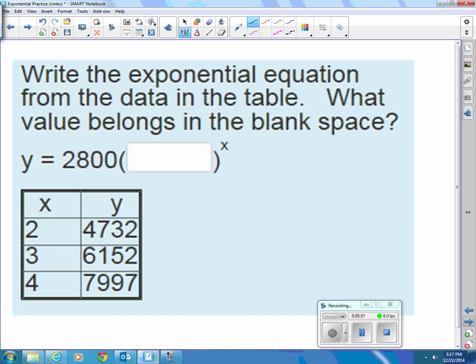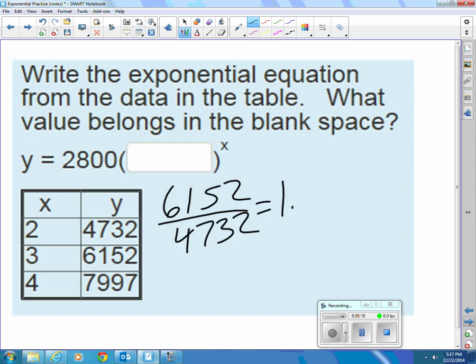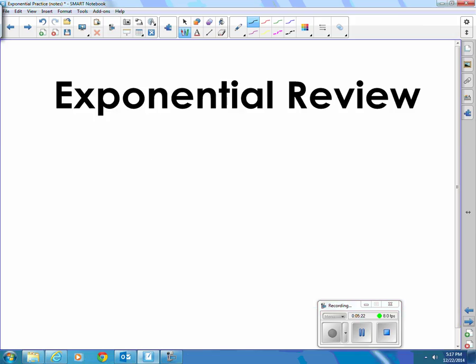They just want to know what is the base raised to the power. So we take our 6,152, divide that by 4,732. That tells us 1.3. So that's just a quick review of exponential equations to get it fresh in your mind for the benchmark.